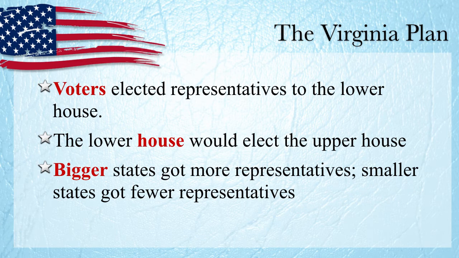Now, bigger states got more representatives according to this plan, and that's the earmark, and really why it's called the Virginia Plan, because Virginia is a big state, so this plan gave bigger states more representatives. So the bigger states with more population, they got more voice in Congress. Smaller states would never get their way.